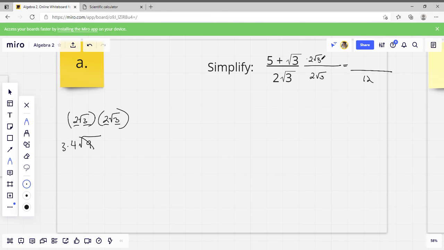Goes on the bottom. And then we have 5 plus the square root of 3 times 2 times the square root of 3. 5 times 2 is 10 times the square root of 3. And then right here, the square root of 3 times the square root of 3 is the square root of 9. The square root of 9 is 3. So we're going to have 10 times the square root of 3 plus 6.